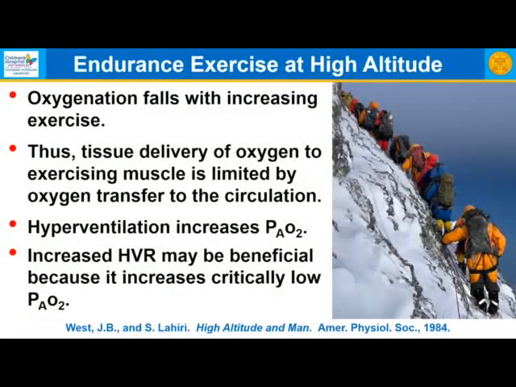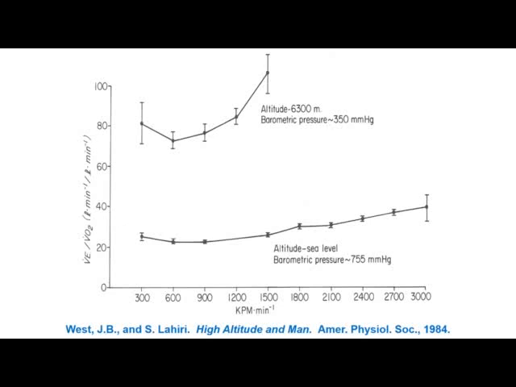So oxygenation falls with increasing exercise, remember. Thus, tissue delivery of oxygen to exercising muscle is limited by oxygen transfer to the circulation. Hyperventilation increases PO2, so an increased hypoxic ventilatory response may be beneficial because it increases critically low alveolar PO2. This is for endurance exercise at high altitude. And here what we have is the ventilatory equivalent for oxygen, right, which also correlates with the hypoxic ventilatory response versus exercise here, and this is workload.